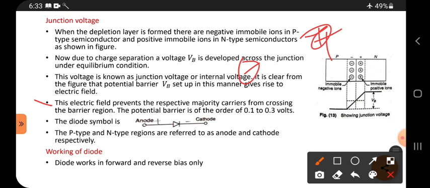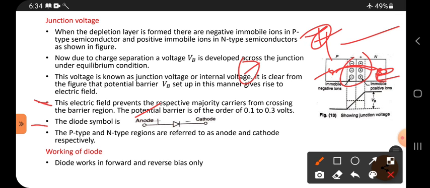For example, in N type, electrons are present, meaning electrons are the majority charge carriers. These electrons cannot cross this region; the electric field opposes their movement through the depletion region. On this side also, holes cannot cross because of the electric field. This electric field prevents majority carriers from crossing the barrier.